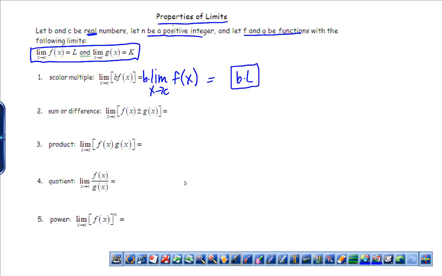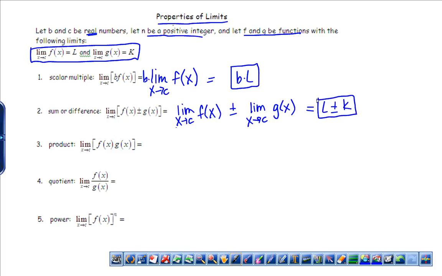Sum or difference, I can rewrite this right here as the limit as x approaches c of f of x, and I can say plus or minus, just like it says, my limit as x approaches c of g of x, and that is the same thing as f of x is L plus or minus k. And I'm getting this all from this box up here.